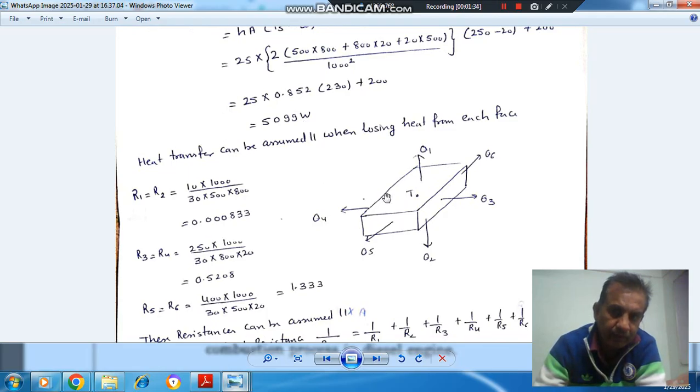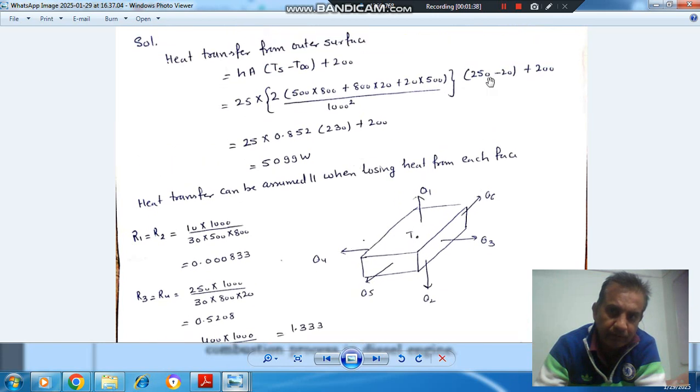Now we have to find out the inside temperature, because the outside temperature is given, that is 250, and the ambient temperature is also given, that is 20. So Q1 heat is lost from this surface, Q2 from this surface, Q3 from this surface, Q4 from this surface, and Q5 and Q6 from these surfaces.